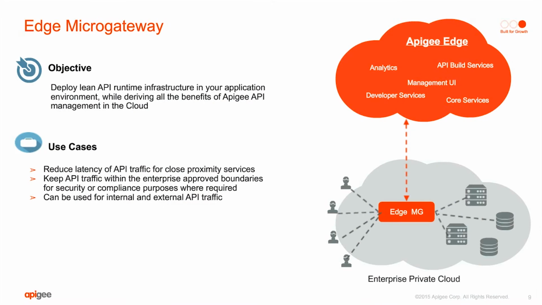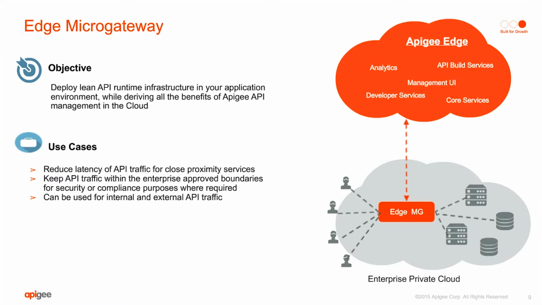What was the objective? As I said, it was totally based on our own use case, as well as lots of customers who asked that they wanted a smaller footprint API management. So the objective is to deploy a lean API runtime infrastructure in your application environment, while still deriving the benefits of Apigee Edge in the cloud. There are more than 3 use cases that you can see in the slide, but those are the primary use cases that we see. That's how our customers are already using it.